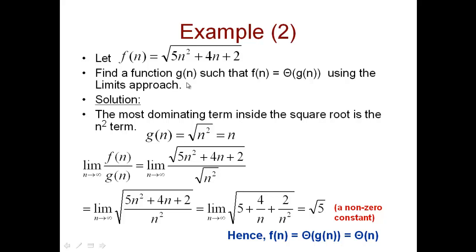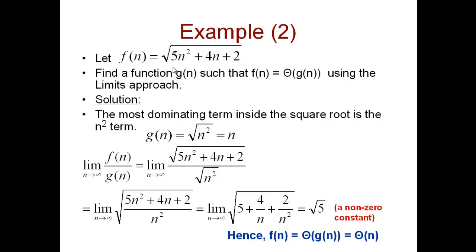Whereas in this example, I want to find a function g of n where f of n is theta of g of n. That means the g of n function should show the same rate of growth as the f of n function. So we have to find the degree of the f of n function first. How to find the degree if it looks complicated like this? It's actually easy to find out.